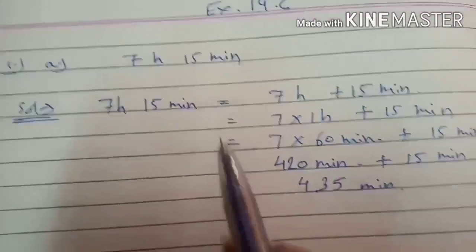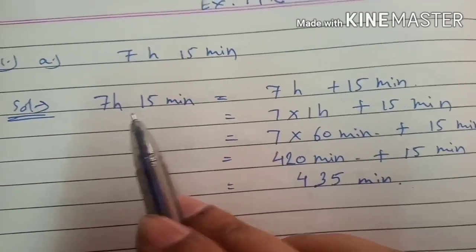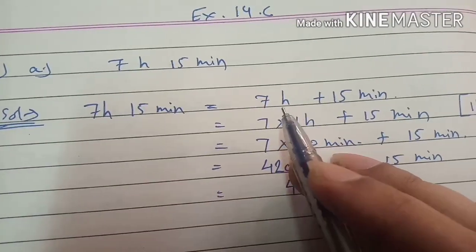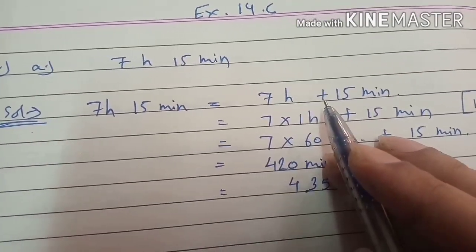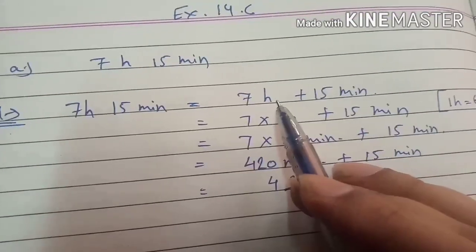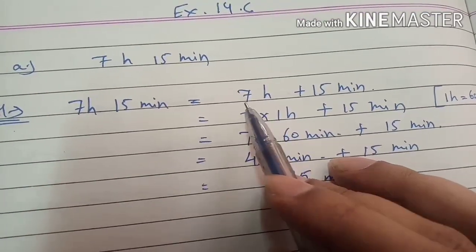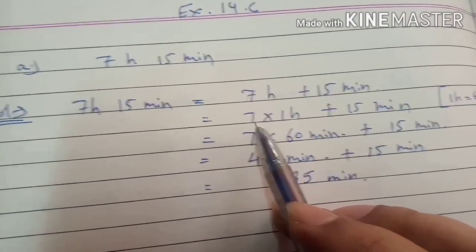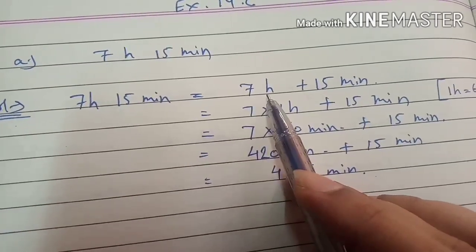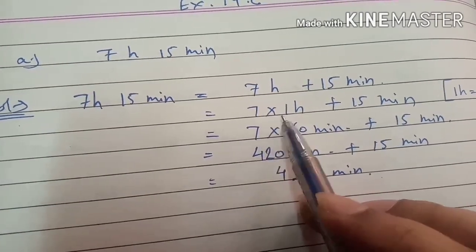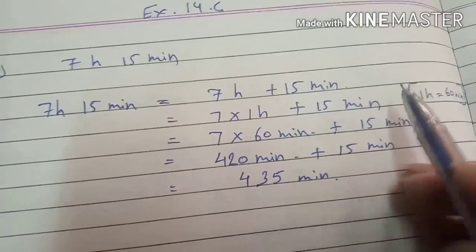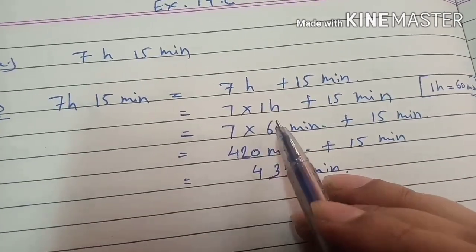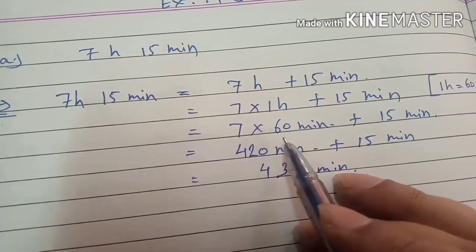Here you can see we can divide 7 hours and 15 minutes in this way. We can write 7 hours as 7 into 1, so we can write 7 hours in this way: 7 into 1 hour plus 15 minutes. Here you can see 1 hour is equal to 60 minutes, so in place of 1 hour we will write 60 minutes.